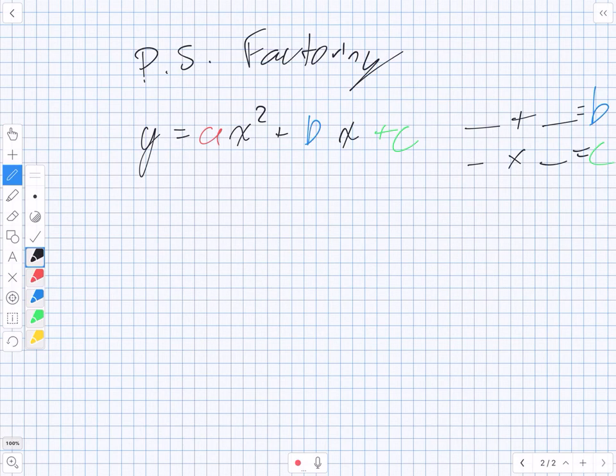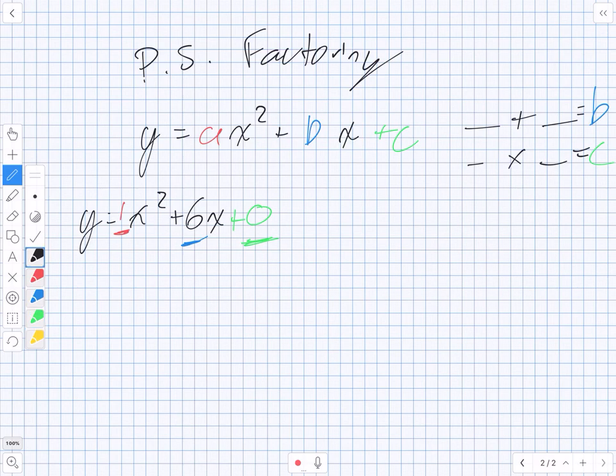Let's take a look at our two questions. Our first question was y is equal to x squared plus 6x. So we have an a value, it's 1. We have a b value, it's 6. What would our c value be? 0. Okay. So we can always turn it into a factor form.